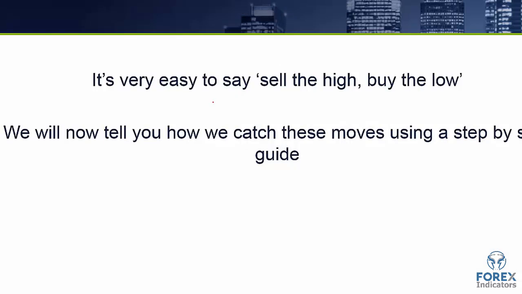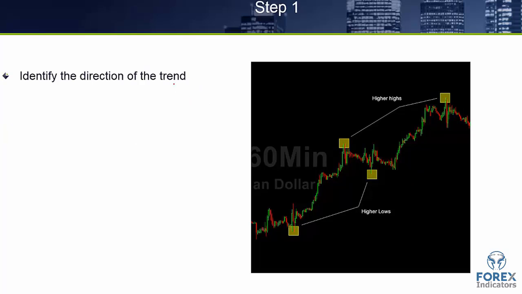So it's very easy to say sell the high, buy the low. We'll now tell you how we catch these moves in a step-by-step guide. So the first thing you want to do is identify the direction of the trend. And you can see from this chart that generally this market is making higher highs and higher lows. So in this case, the trend is up.